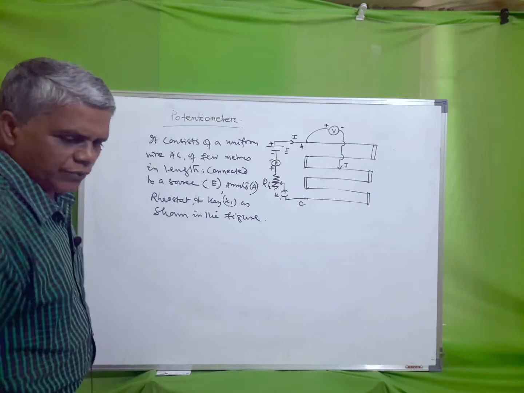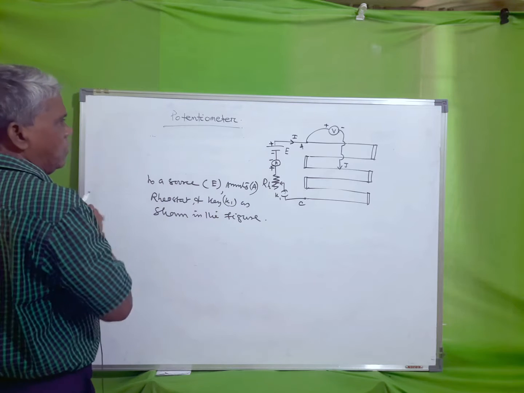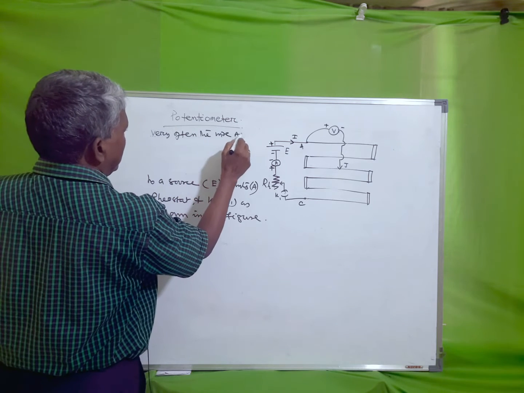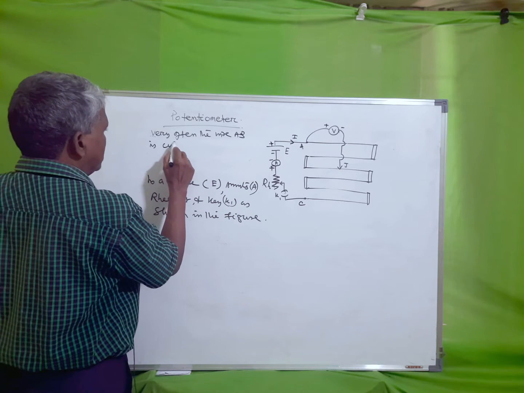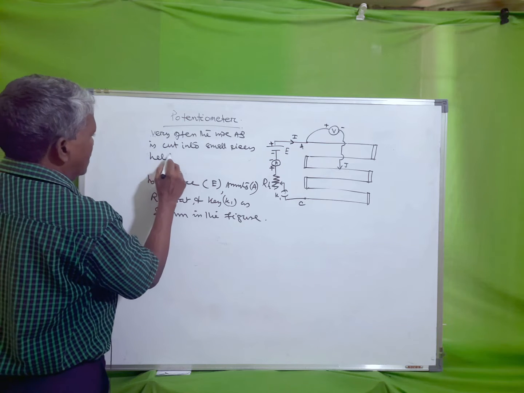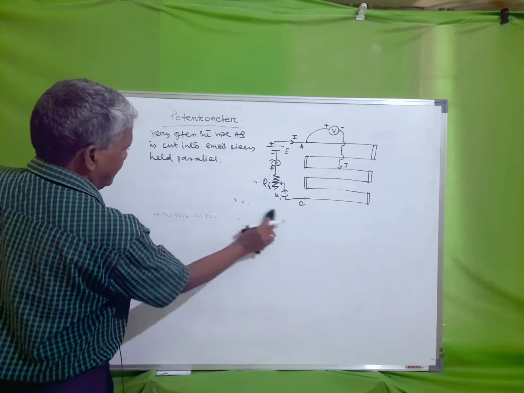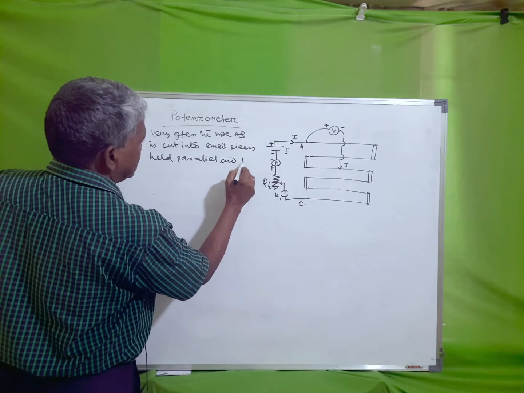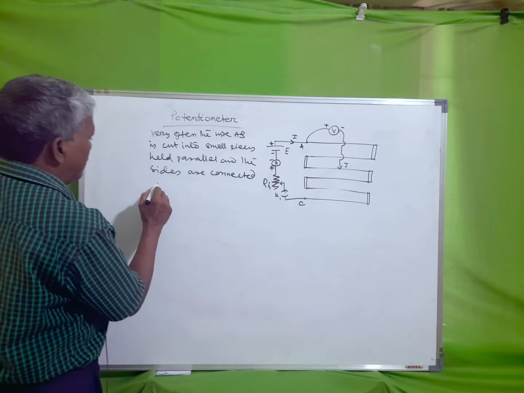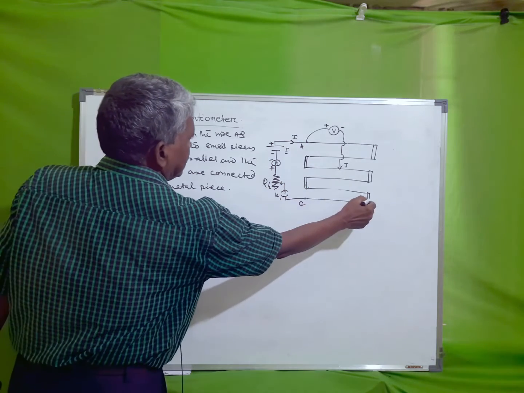Very often, the wire AB is cut into small pieces held parallel, and the sides are connected by metal pieces. These are the metal pieces.